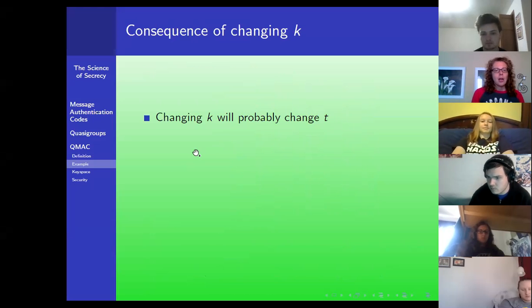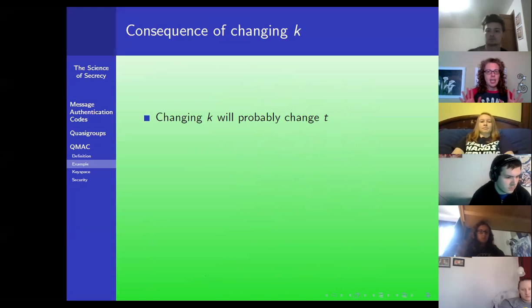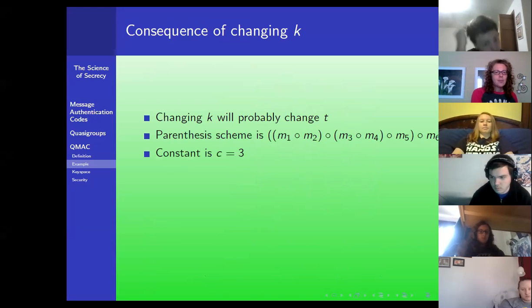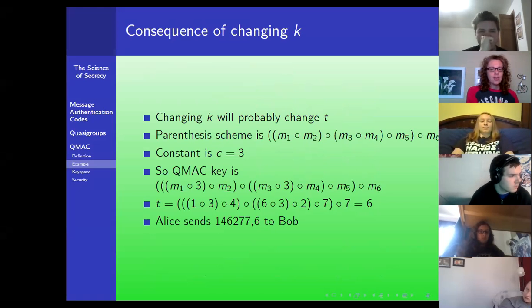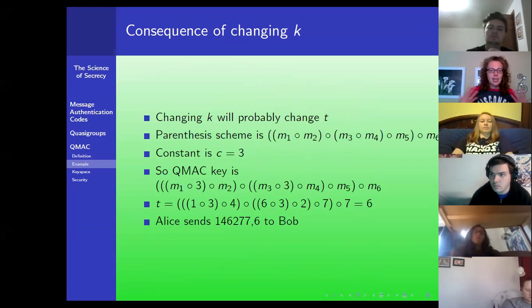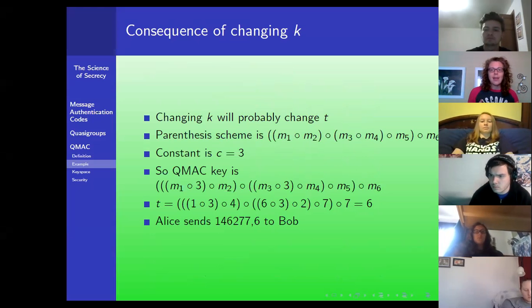All right, changing K will probably change T. If I had more time, if you were in class, I would make you do this as well. Here's another example. You can come up with another constant, another QMAC key, and if you do side and then top, you'll get 6. So changing the key is probably going to change the authentication tag. That's good. We want something that if you change the key, you are also going to change the authentication tag.